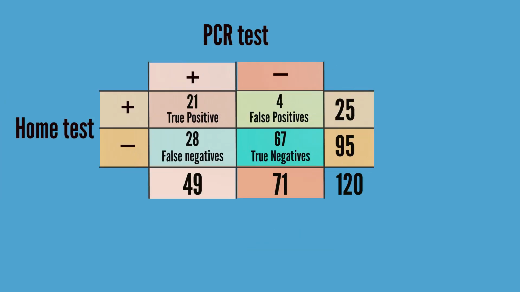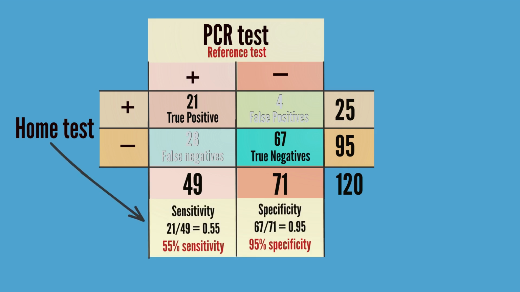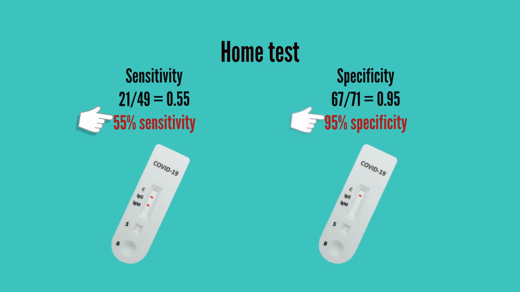Now let's calculate the proportion of true positives and true negatives. If we calculate these proportions in the direction of the reference test, then we reach the sensitivity and specificity of the home test. We can say that the home test can correctly identify only 55% of the people who have corona, and correctly exclude 95% of the people who do not have the disease.